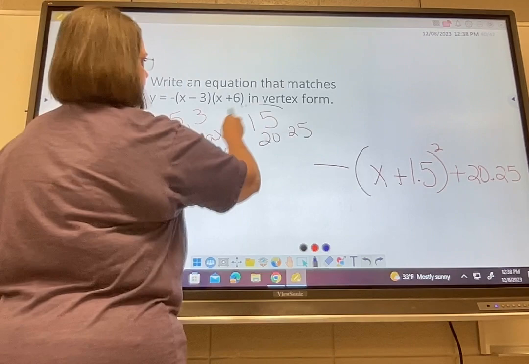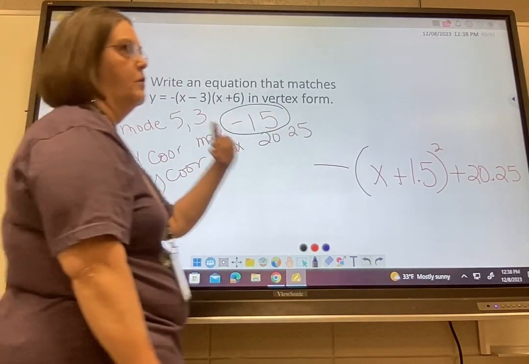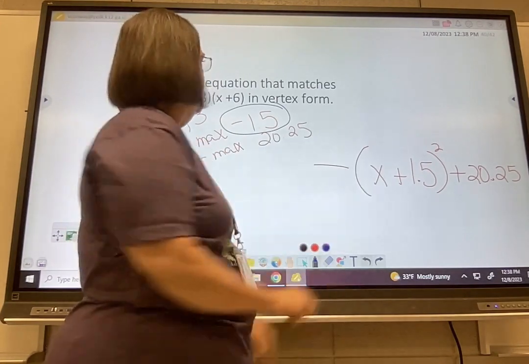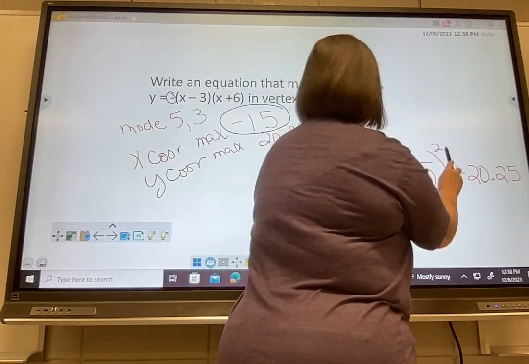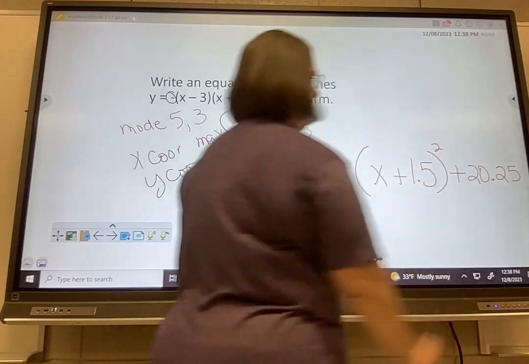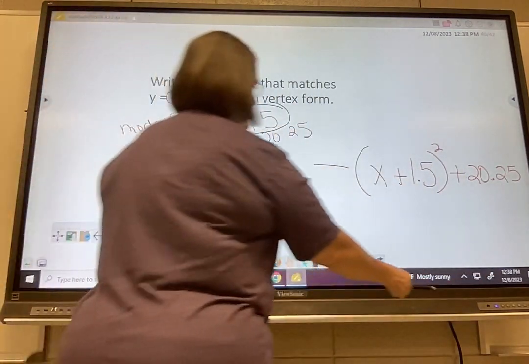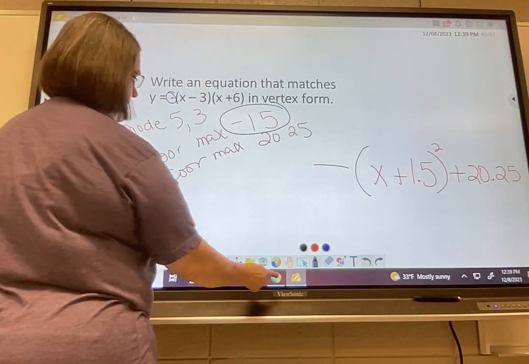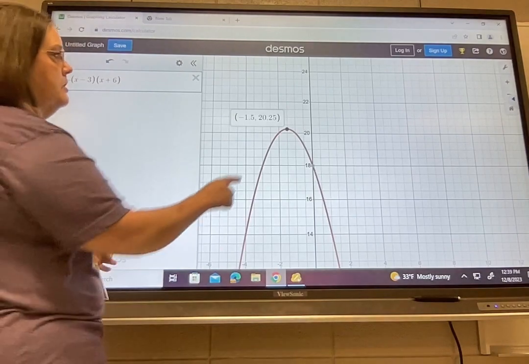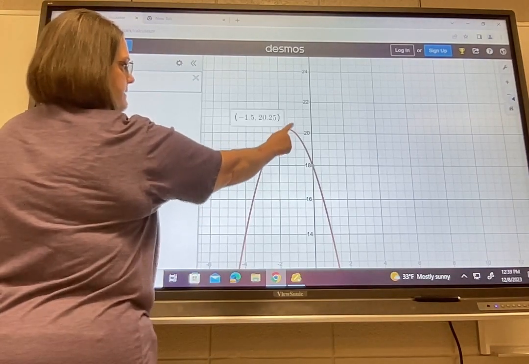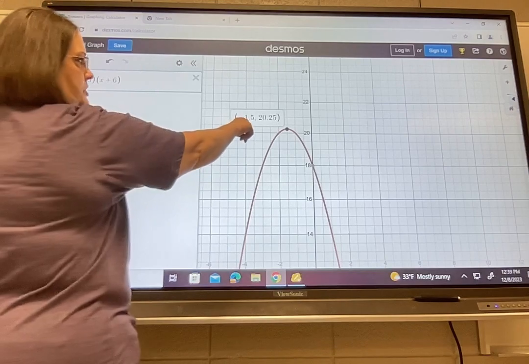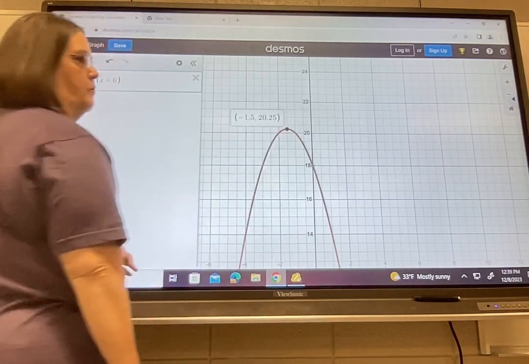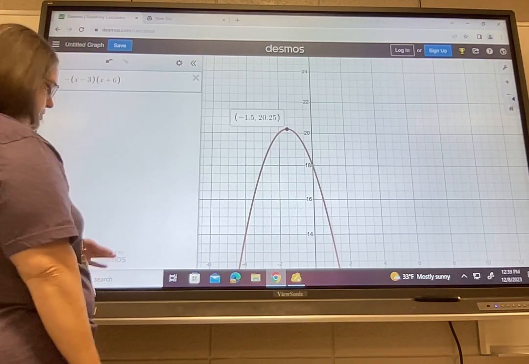Remember, you have to change this one to write the equation in vertex form. So I have that minus sign there. I put it here, and I go x plus 1.5 squared, and then I just put the maximum over there, plus 20.25. If you want to put it into Desmos, and I think I have it there, x minus 3, x plus 6, I do. You can use Desmos to find it. There's the vertex right there. And then just remember to change the sign of the negative 1.5. That's just how it works.